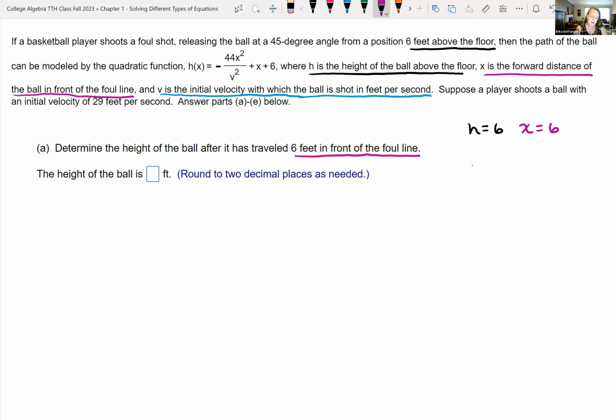And v is the initial velocity at which the ball is shot in feet per second. Suppose the player shoots a ball with initial velocity, so our v value, our initial velocity, is 29 feet per second. So we want to determine the height of the ball after it's traveled 6 feet in front of the foul line.